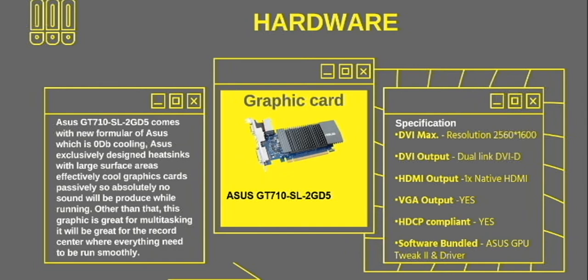Asus GT710SL2GD5 comes with new formula of Asus, which is 0 dB cooling. Asus exclusively designed heat sinks with large surface area, effectively cool graphic cards passively, so absolutely no sound will be produced while running. Other than that, this graphic card is great for multitasking. It will be a great for record center where everything needs to be run smoothly. So this is the specification of the graphic card itself, from the DVI max, DVI output, software bundle, and everything.